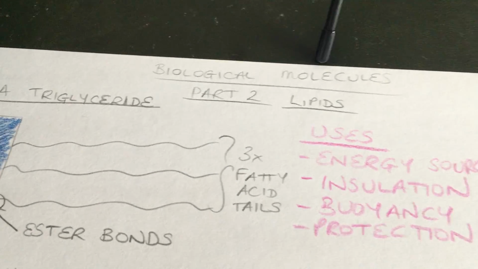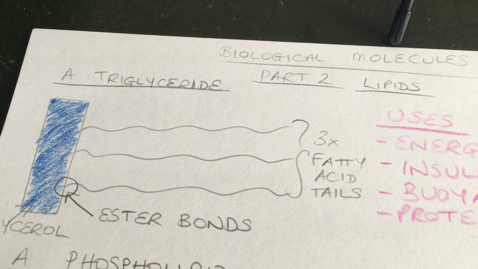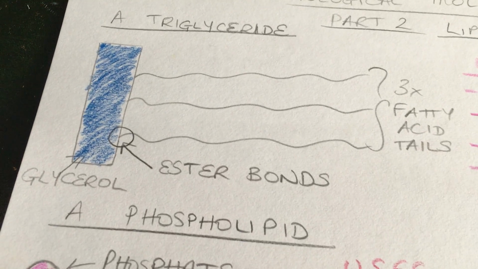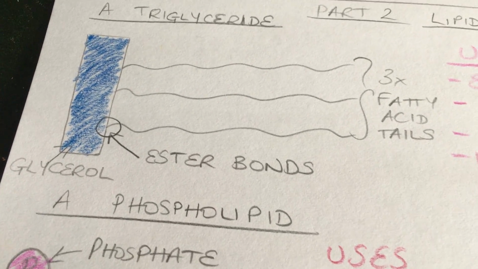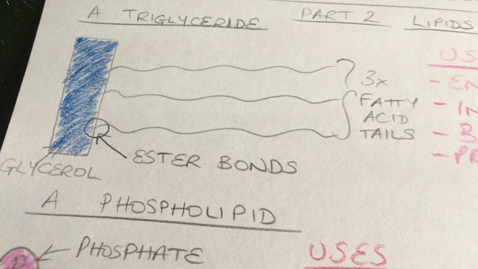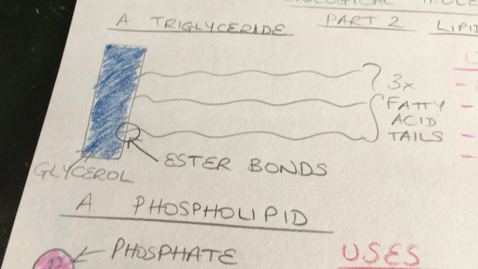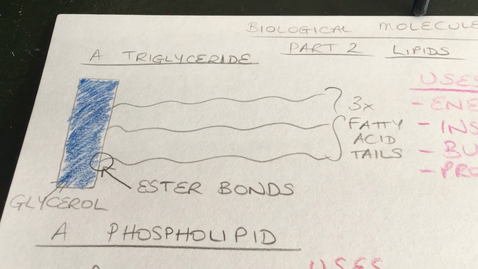Lipids are another name for fats, and the basic structure of a lipid is a triglyceride. Here it is. It has a glycerol, which is the blue rectangle, and it has 3 fatty acid tails. Indeed, each of the tails is attached to the glycerol molecule using an ester bond.